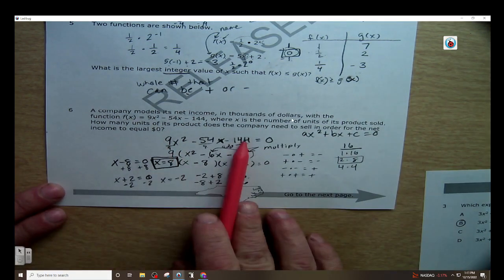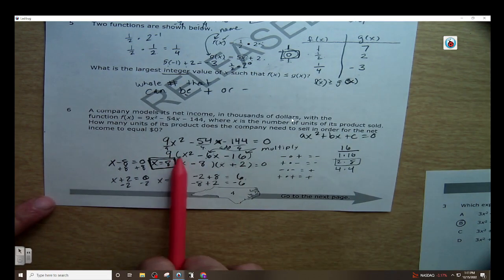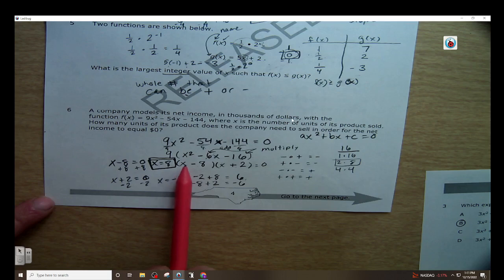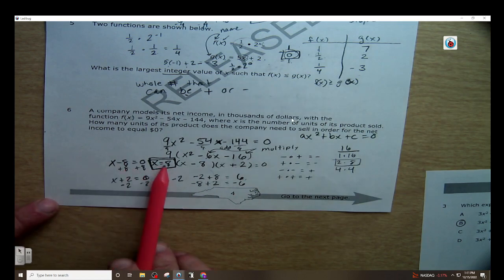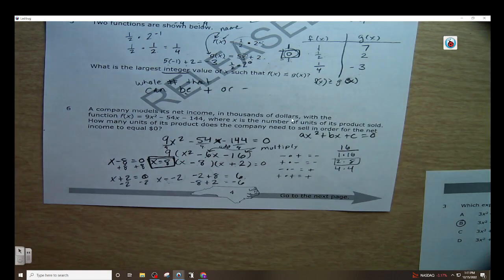Factor the GCF out, got 9. That 9 out here doesn't do anything. It just helps you factor it easier. That gave me this trinomial, okay? Then I factored it and got x minus 8, x plus 2. All right. Now, after I factored it, I set my factors equal to 0, just like we did in problem 1, and got x equals 8 and x equals negative 2. Well, we said we can't have negative 2 units, so that was an extraneous solution, so it was positive 8. All right.